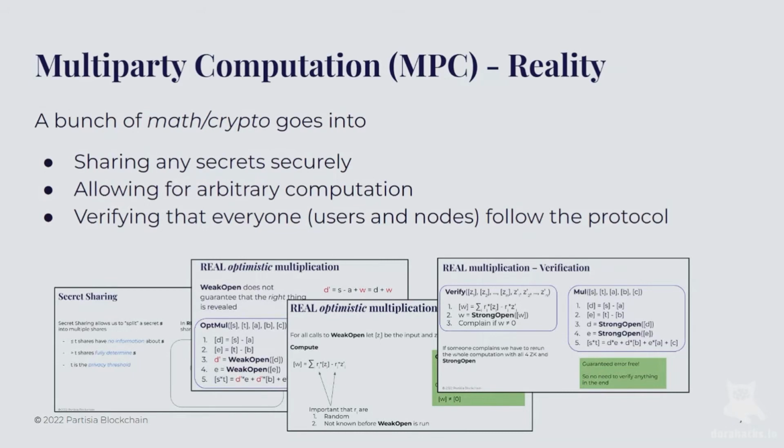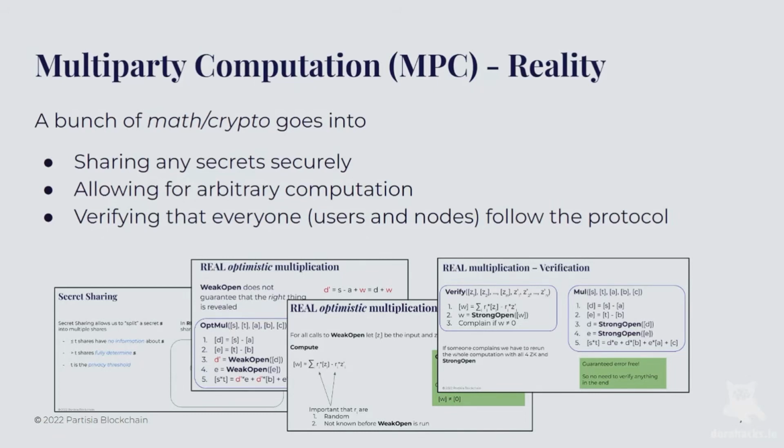In practice, what actually happens is, of course, that a bunch of math and crypto goes into the solution. So it is not cards that are exchanged, and it is not just taking random numbers that add up to a specific value. The cryptographic math instead allows you to do secret sharing in a way where you can take any type of secret, even of very complicated data, and share them in a secure way where no other participants and none of the participating nodes that are doing the computation will learn anything about the data.